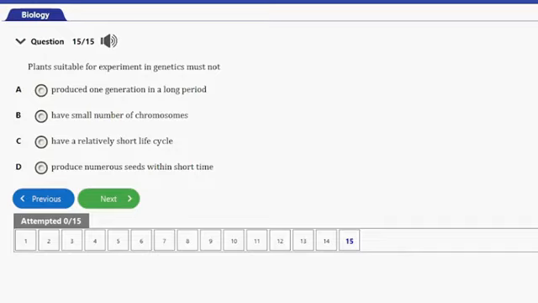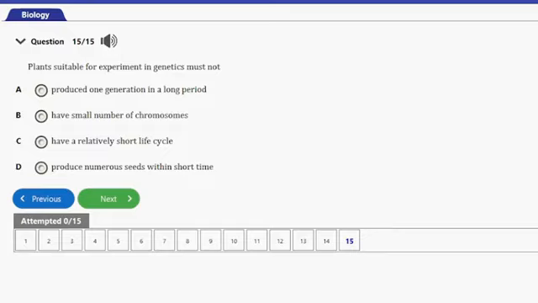Question number 15 here, it says, plants suitable for experiments in genetics must not A, produce one generation in a long period, B, have small number of chromosomes, C, have a relatively short life cycle, and D, produce numerous seeds within short time.